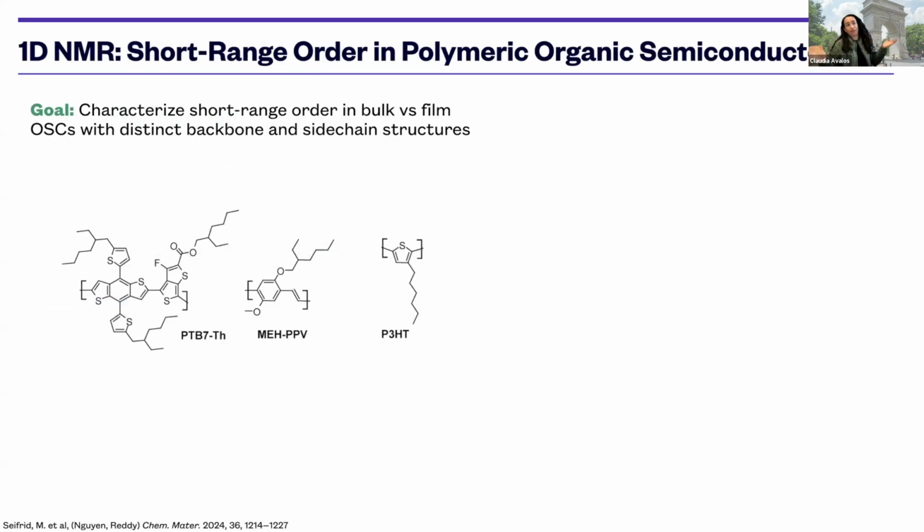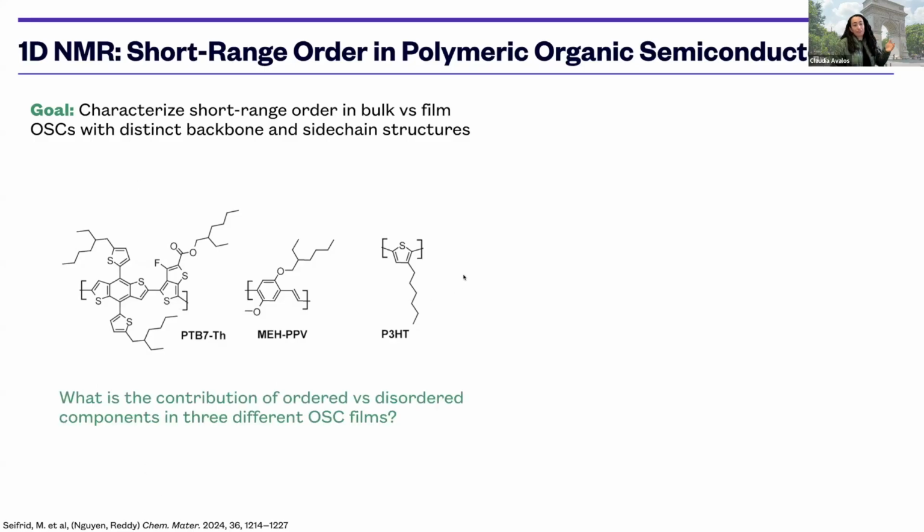Okay, so let's talk about one case here. The goal here is to characterize short range order in bulk versus film organic semiconductors with distinct backbone and side chain structures, right? And so here in the bottom left corner is from the Reddy group. This work that I'll be talking about today is from the Reddy group, at least in this section here.